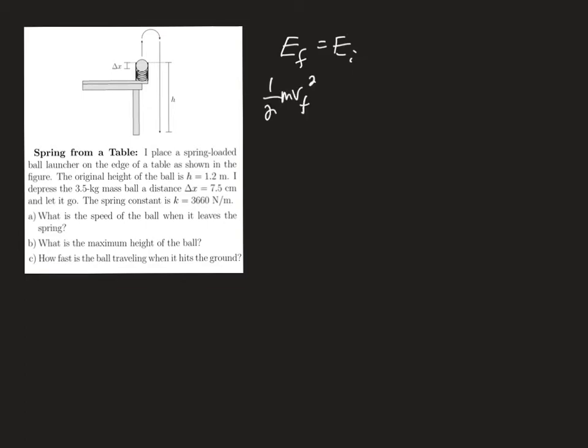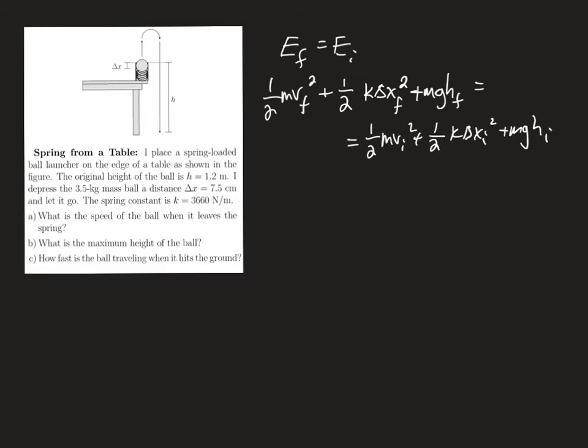So there's my kinetic energy final, there's the potential energy due to the spring, with an F to indicate that it's the final potential energy due to the spring, and then of course we have mgh final. That has to be equal to the same set of energies but the initials: 1/2 m v_i squared plus 1/2 k delta x_i squared plus mgh_i.